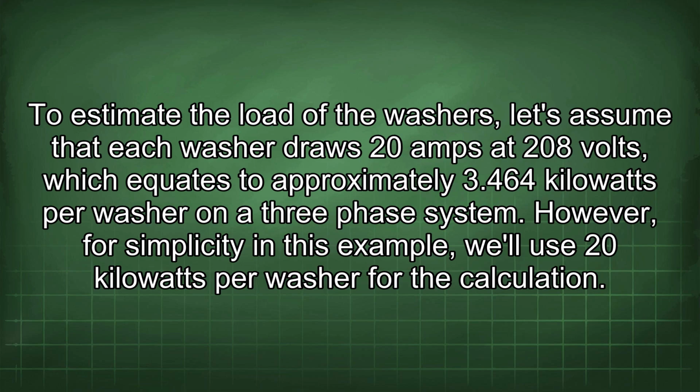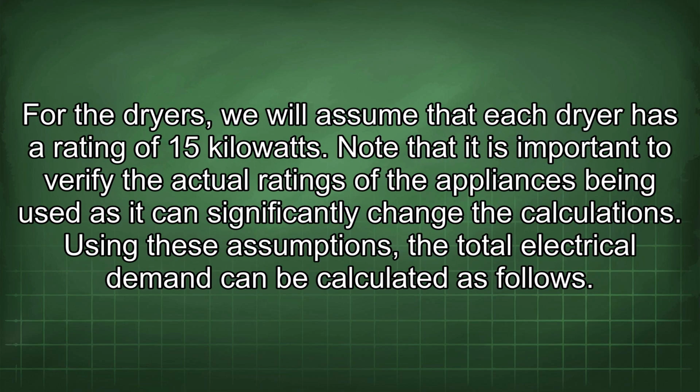To estimate the load of the washers, let's assume that each washer draws 20 amps at 208 volts, which equates to approximately 3.464 kilowatts per washer on a three-phase system. However, for simplicity in this example, we'll use 20 kilowatts per washer for the calculation. For the dryers, we will assume that each dryer has a rating of 15 kilowatts. Note that it is important to verify the actual ratings of the appliances being used, as it can significantly change the calculations. Using these assumptions, the total electrical demand can be calculated as follows.